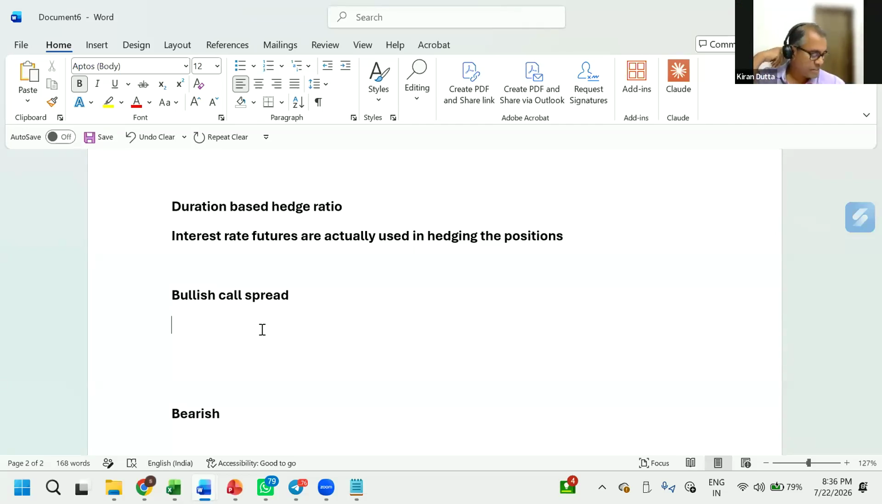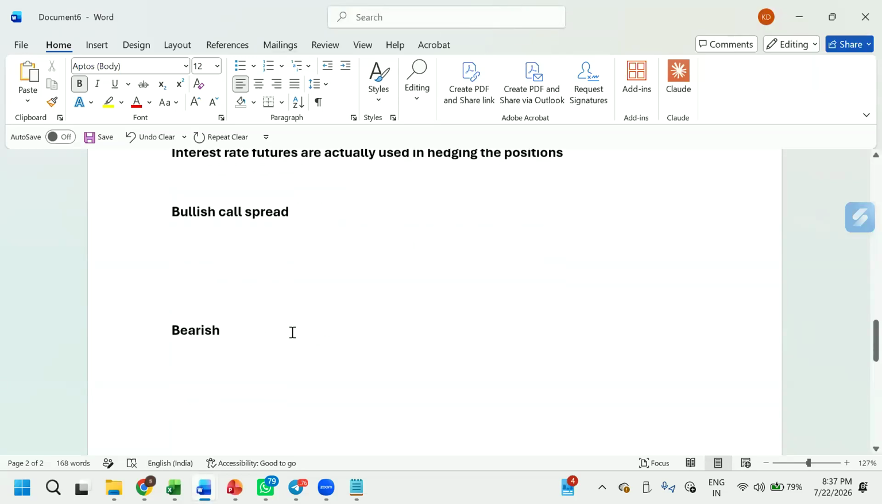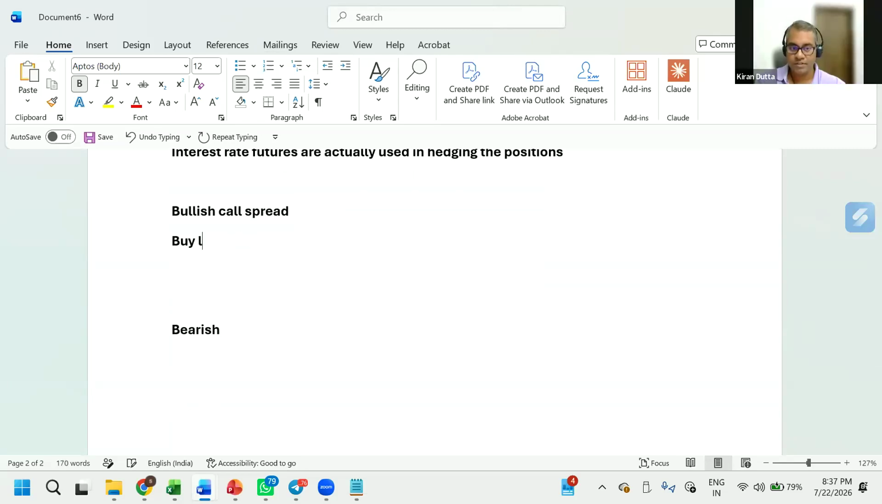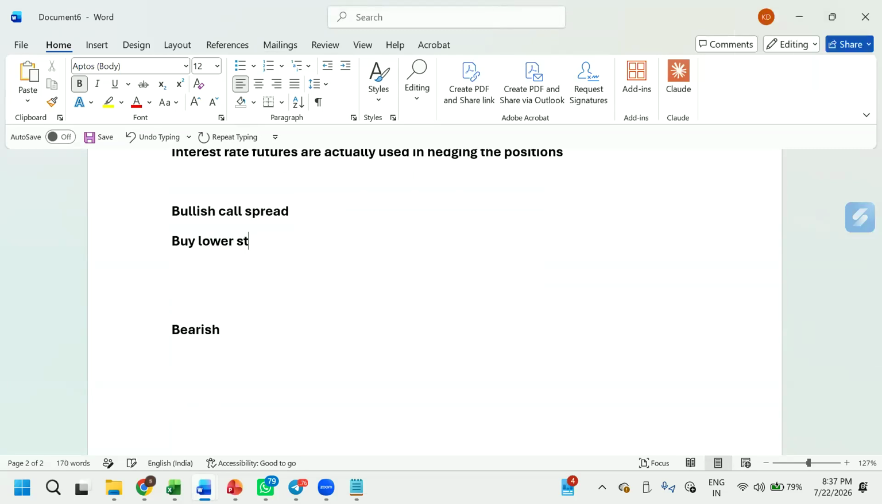What I will primarily do is touch on the bullish call spread for us, right? So what is a bullish call spread? Let's go back to our house example. Quickly tell me, what am I going to do here? Buy call and sell call. Buy a lower strike and sell a higher strike. Everyone clear on that, right?